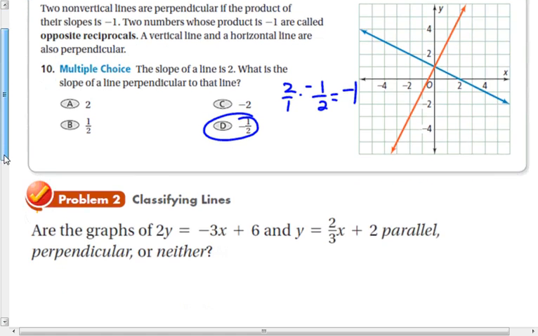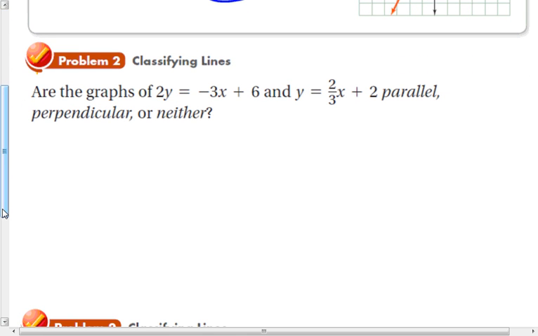All right. So let's check this out and see if we think these are the graphs of 2y equals negative 3x plus 6 and y equals 2/3 x plus 2. Parallel, perpendicular, or neither?